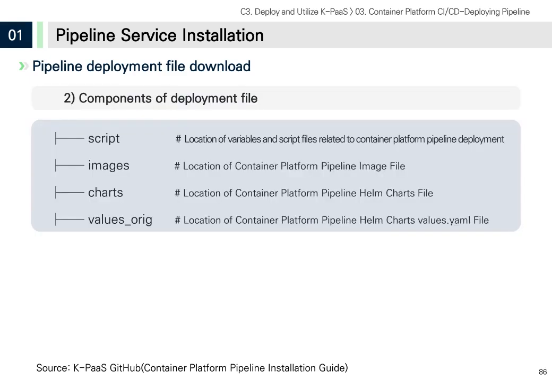The deployment files directory is composed of the following components. The scripts folder contains variables and script files related to deploying the container platform pipeline. The images folder contains pipeline image files. The charts folder contains the pipeline's Helm chart file. The values_orig folder contains the pipeline's Helm chart values YAML files.